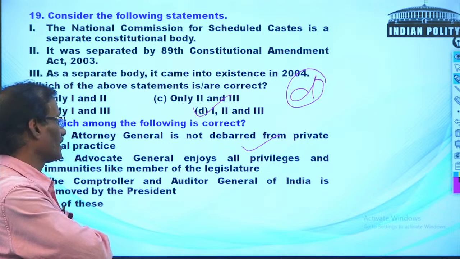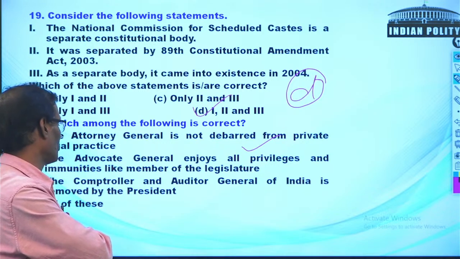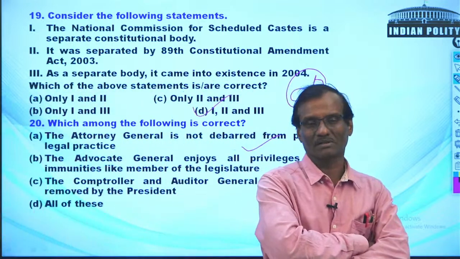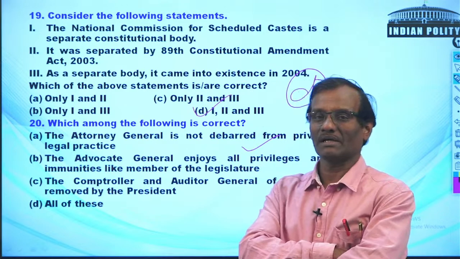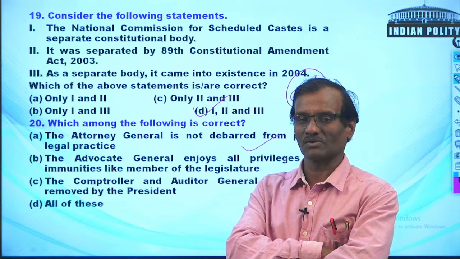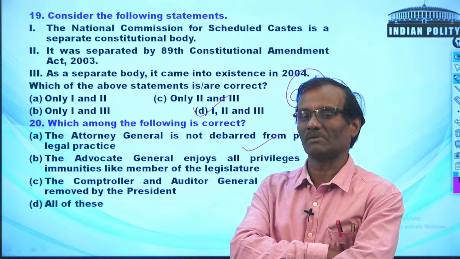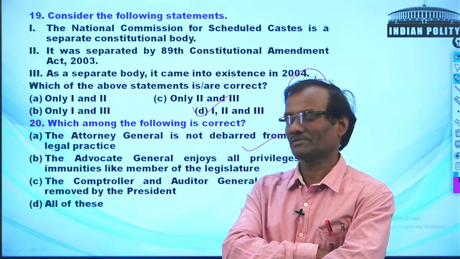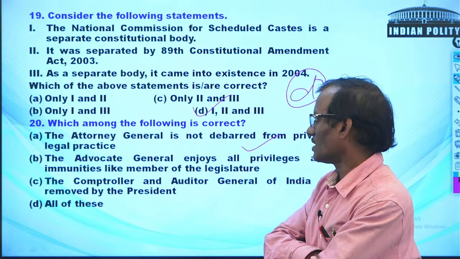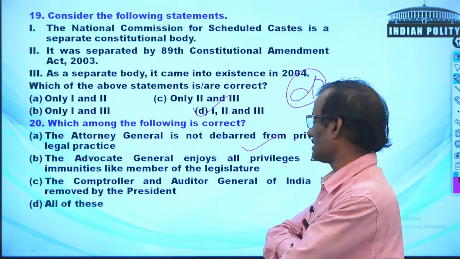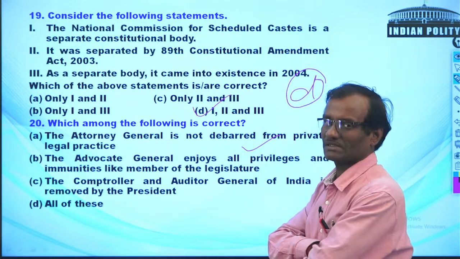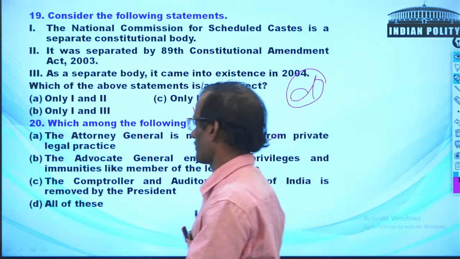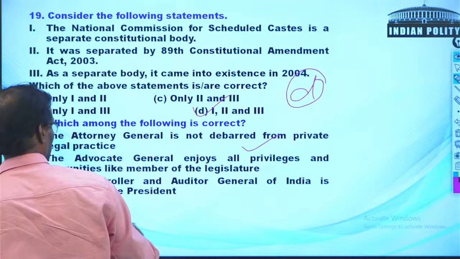The Advocate General enjoys all the privileges and immunities like members of legislature. Yes, certainly, because they can take part in the proceedings of the House. So they are like the members of Legislative Assembly, as the Attorney General is like the members of Parliament. The Comptroller and Auditor General of India is removed by the President. Yes. So answer will be all of these. D.